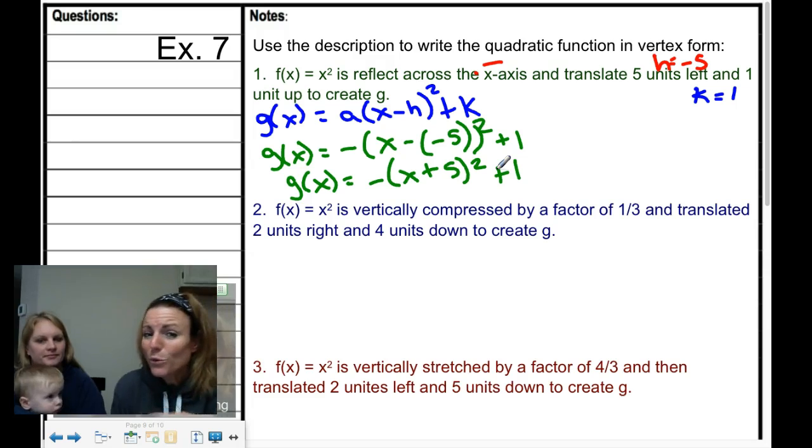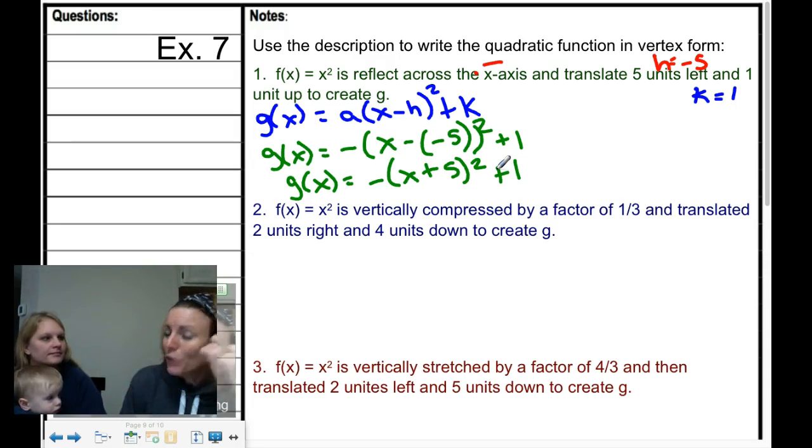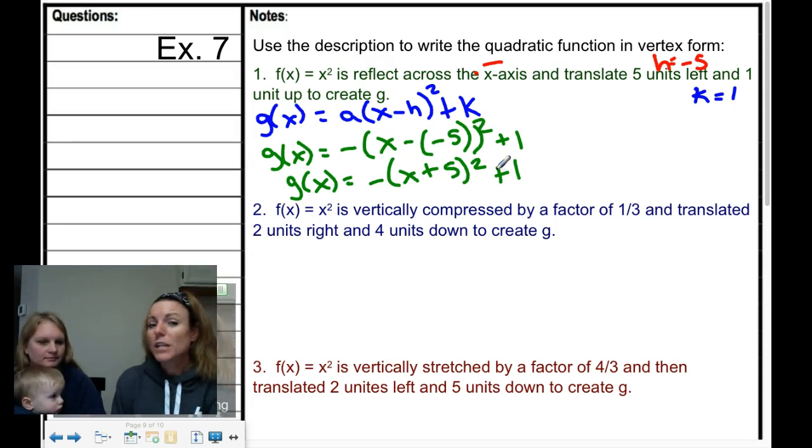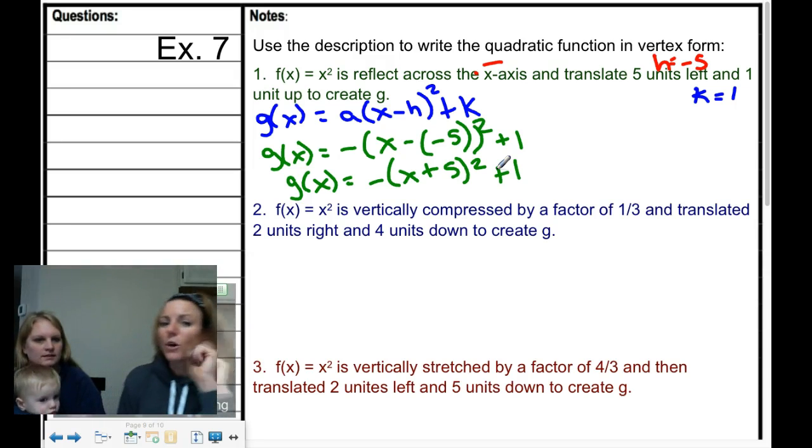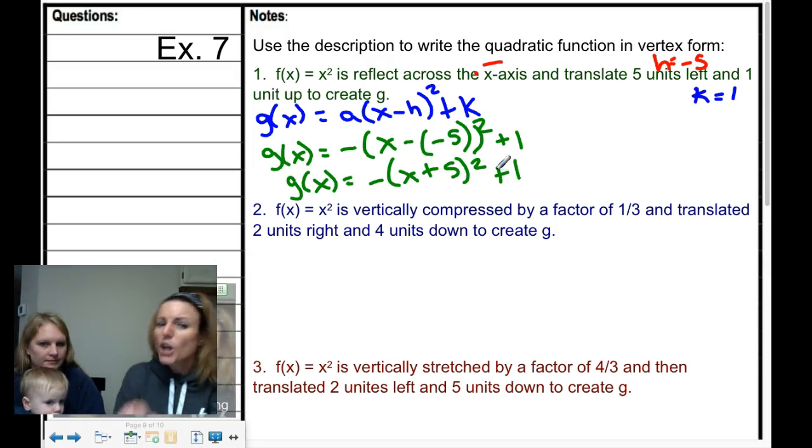However, if you don't want to go through those extra steps that we just did, if you can remember h, it's always opposite of what you think. So look, we see a plus 5, so we know h is -5. It's always opposite of what you think. So there you go. Should we try number 2?